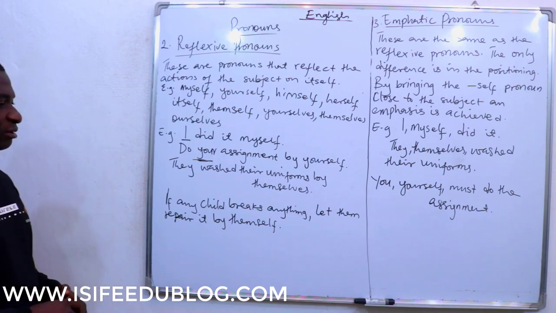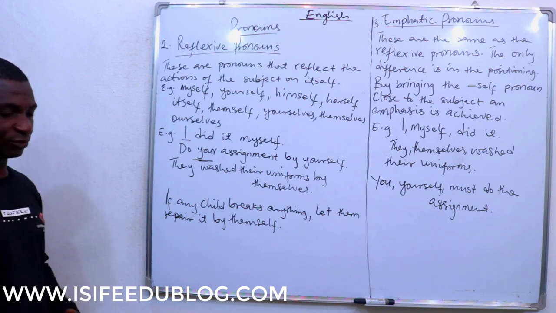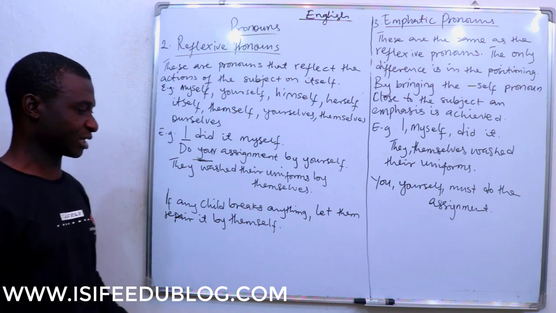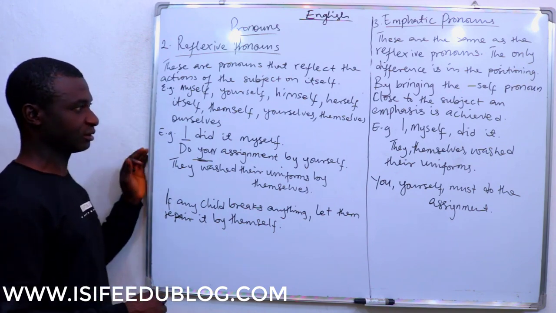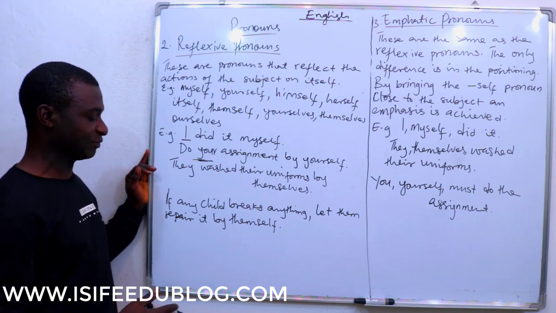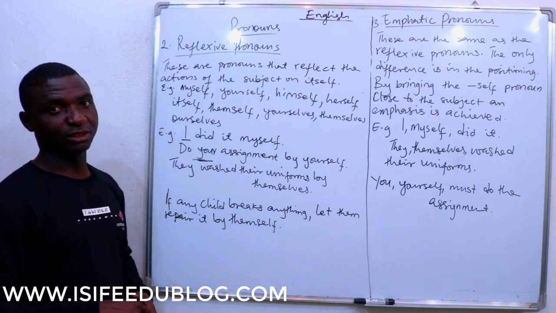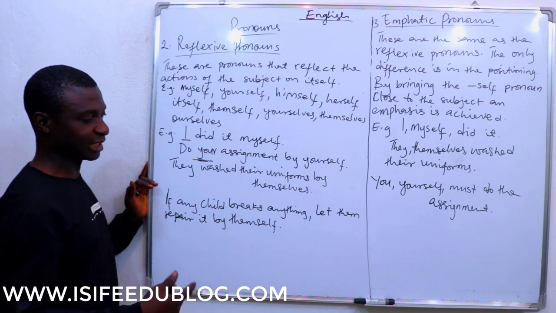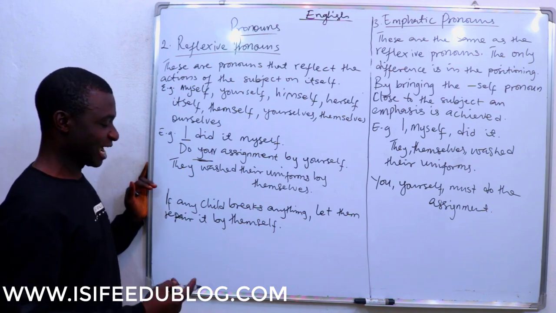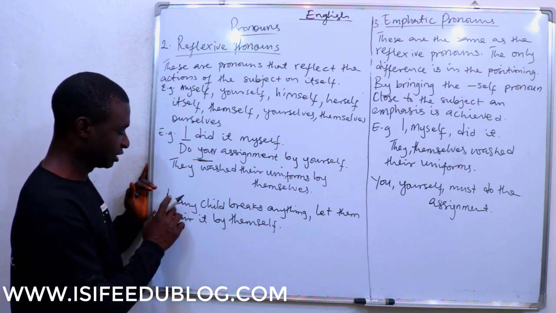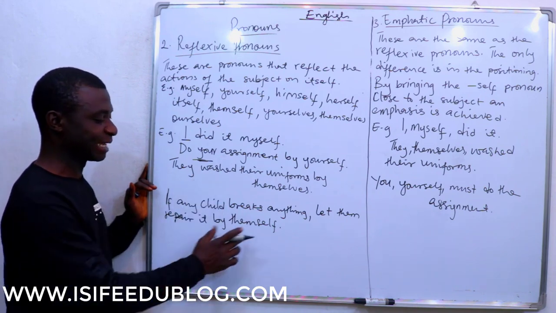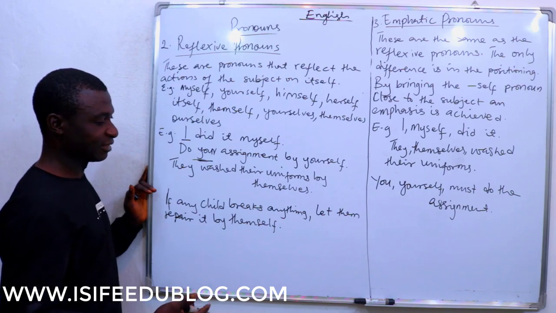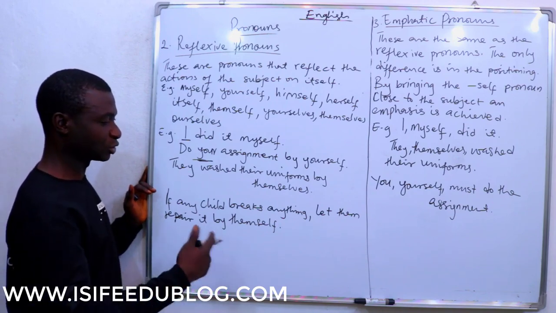If any child breaks anything, let them repair it by themselves. I've put this example here to show you how the pronoun themselves is used. Like I said earlier, it is the newest entrance into the class of pronouns, and it is a bit controversial. Of course, women and their supporters all over the world believe that the English language is not fair to womanhood. And so, all manner of things are being done to see how they can be accommodated, so to say. Naturally, the sentence should have been, if any child breaks anything, let him repair it by himself. That is what the English language would naturally have been. But because of the feminists and those in their support, we now have to reconstruct certain things.